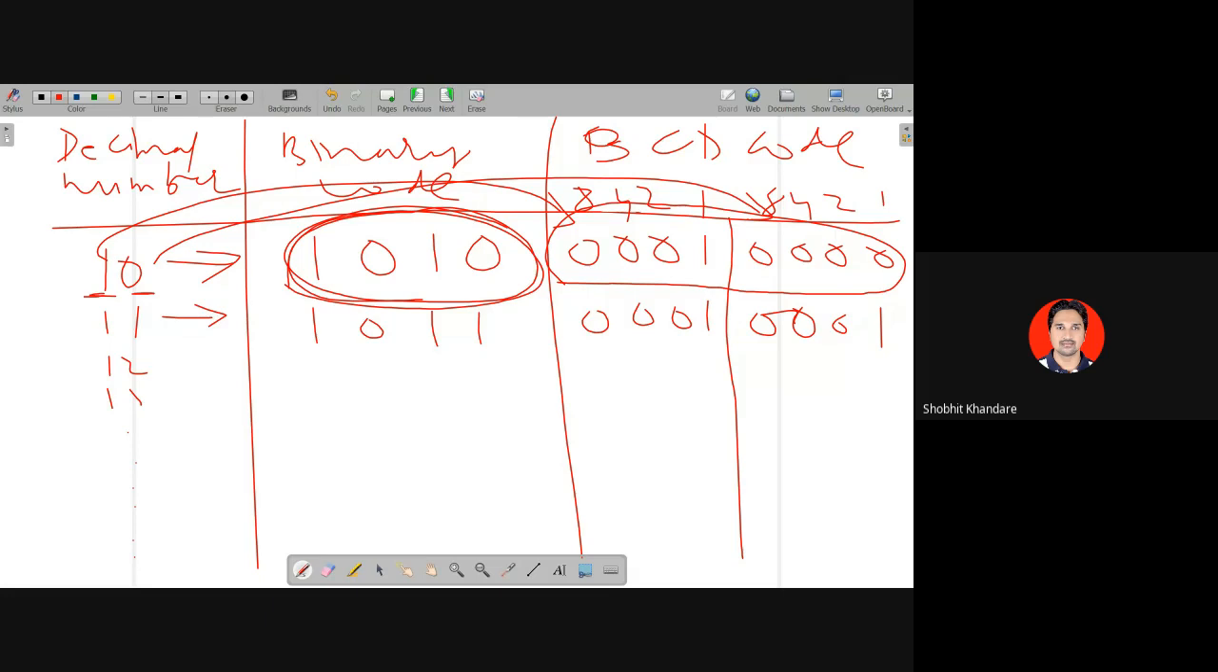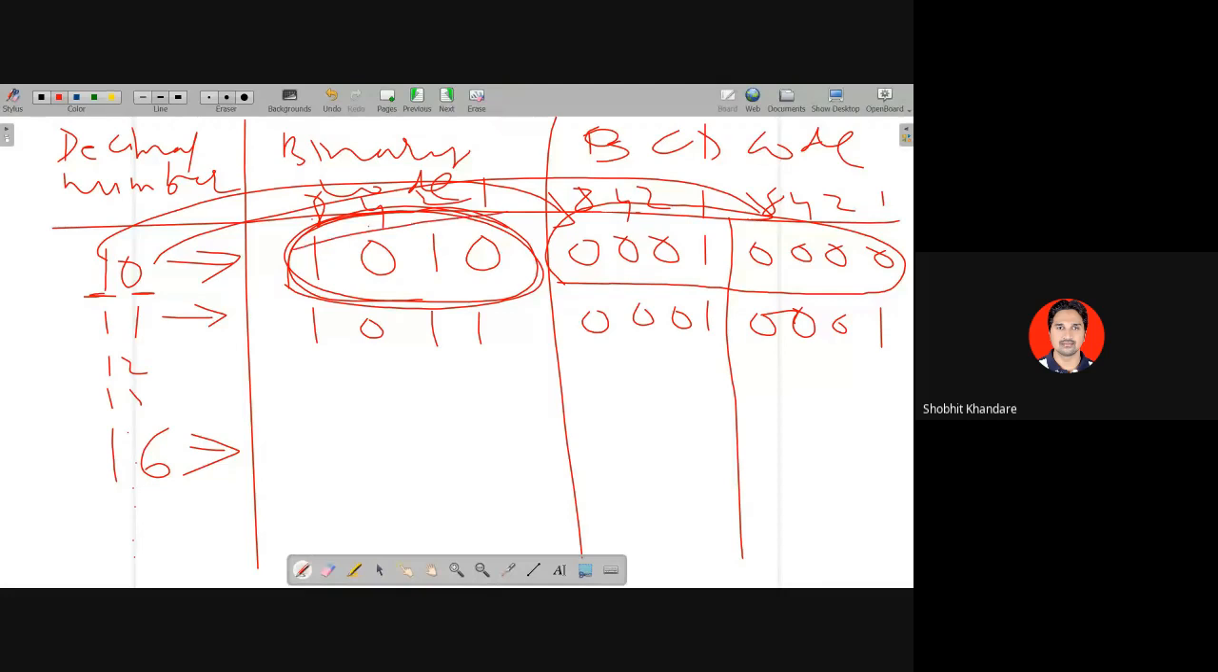Which decimal number will land us into a 5-bit representation? Someone told me 16. If I write 16 here, it is 12, 13, 14, 15. If I use the 1248 format, 8 plus 4 is 12, 12 plus 2 is 14, 14 plus 1 is 15.